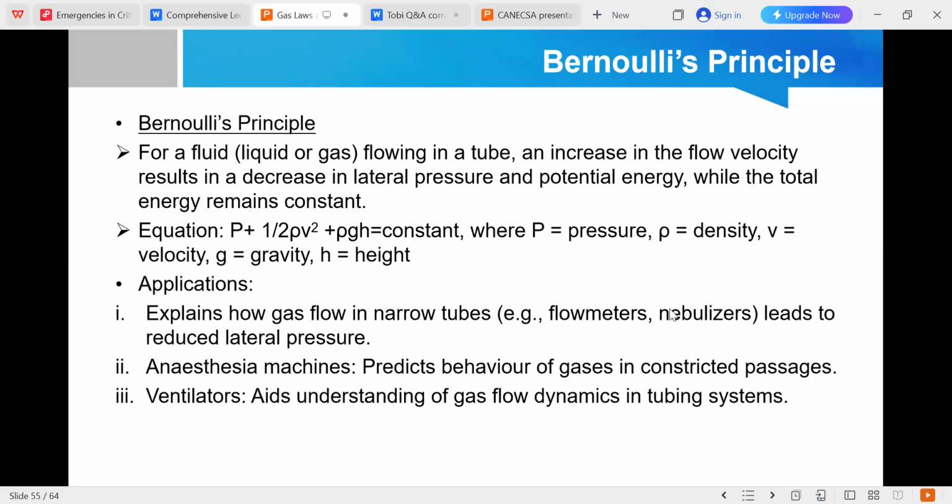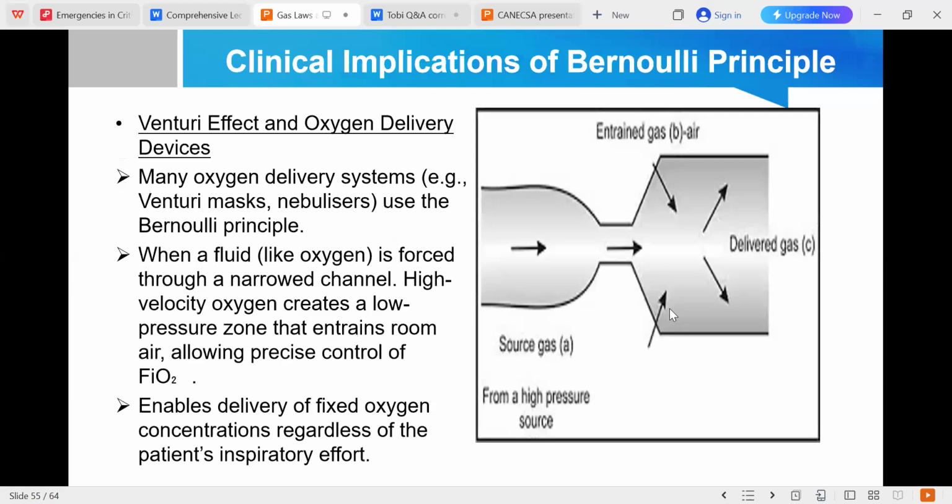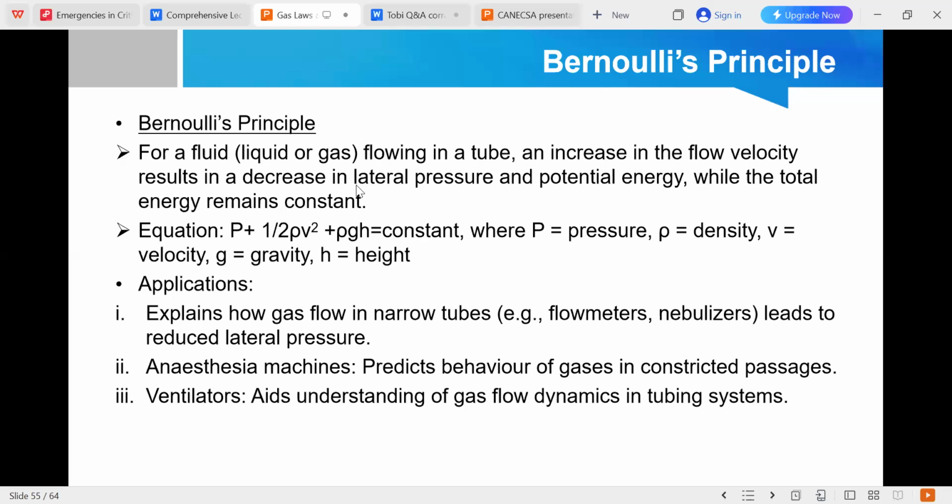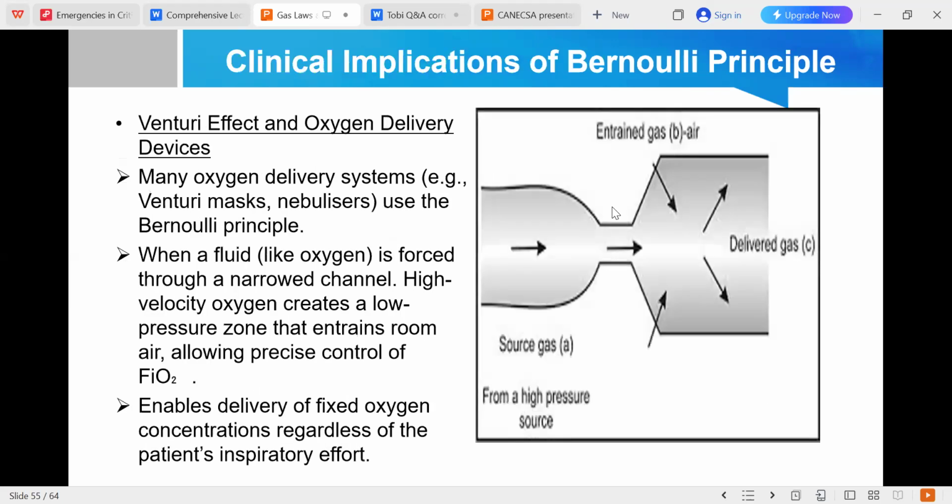Bernoulli's principle, we explained this during the question and answer time. For a fluid, either liquid or gas, flowing through a tube, an increase in flow velocity, which corresponds to kinetic energy, maybe due to a constriction, will result in a decrease in the lateral pressure and potential energy. But remember that the total energy remains the same. And this is seen especially in the Venturi effect and oxygen delivery.